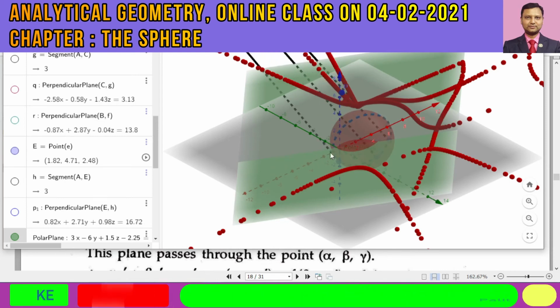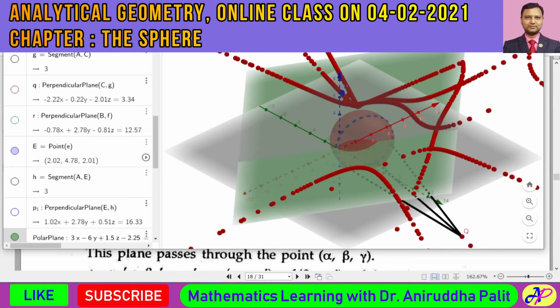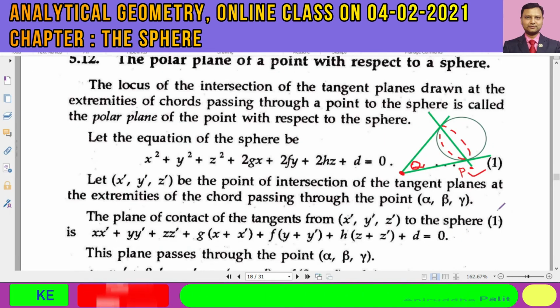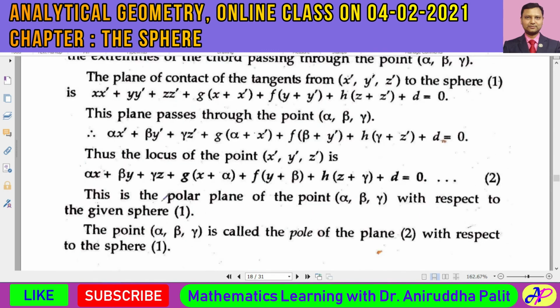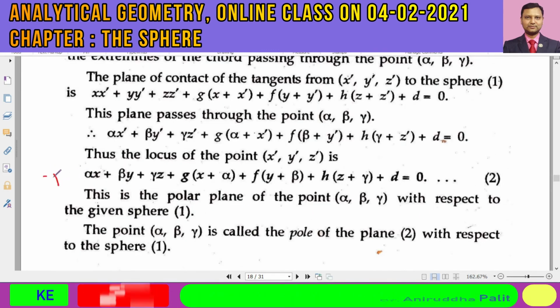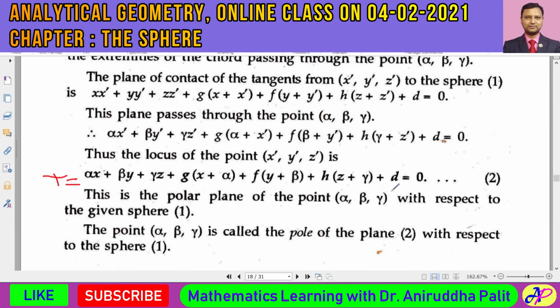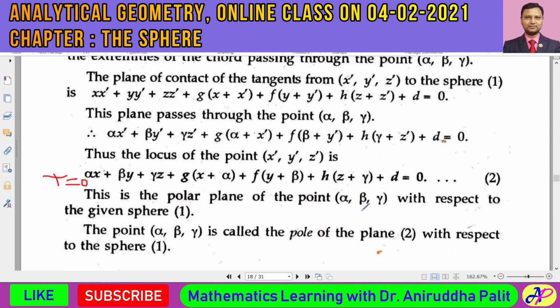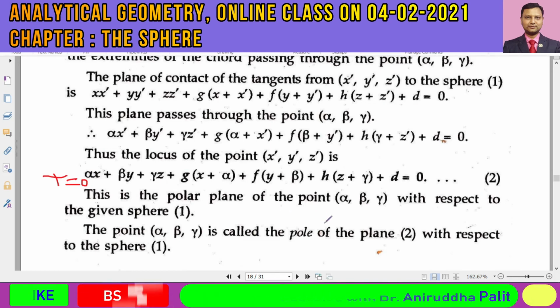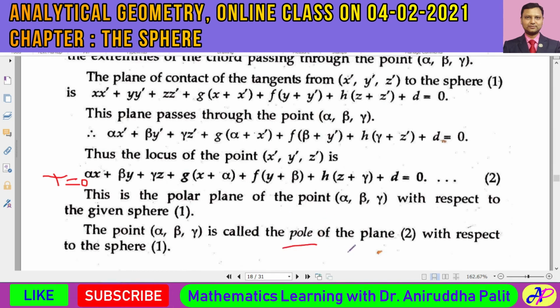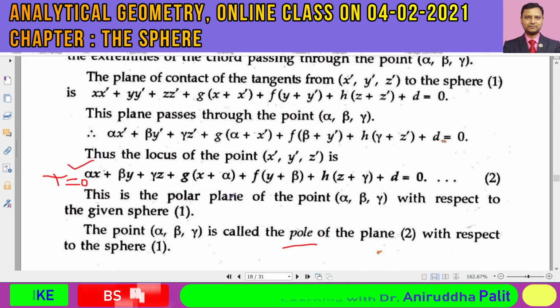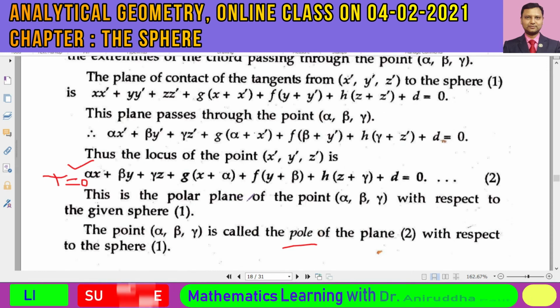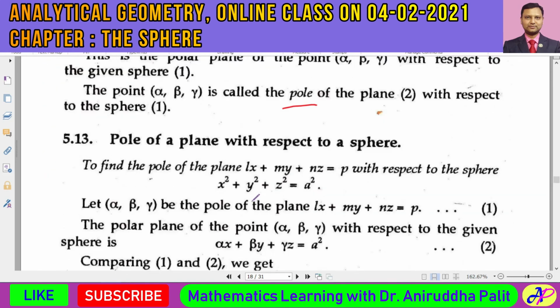And the equation of this plane, if you look at this file over here, has the formula T = 0. So T = 0 is the formula of the polar plane over here, and the point P is called the pole of this polar plane with respect to the sphere, of course. So that is the definition and result about the pole and polar.